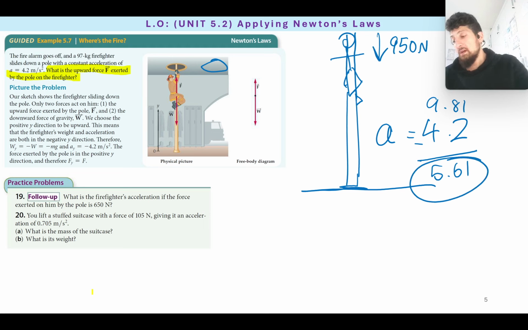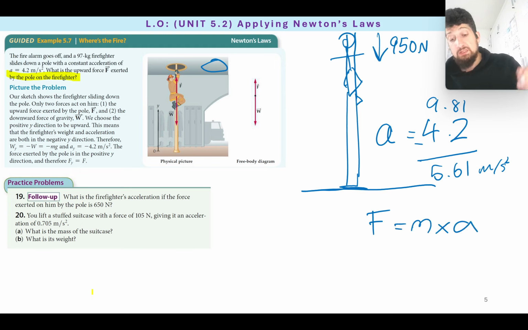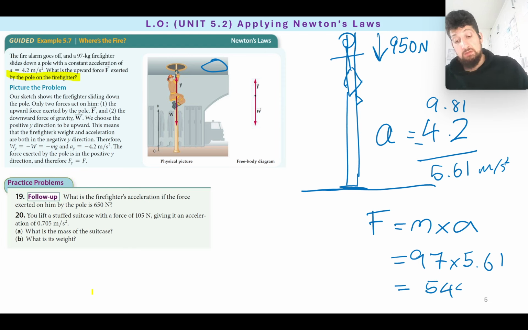Knowing that, and knowing the mass of the firefighter, I can work out the force, which is what they want. They don't want the acceleration. They want the force. So I have the acceleration, I have the mass, and I have this formula. Force equals mass times acceleration. Easy. 97 multiplied by 5.61, and that gives me 544 newtons.